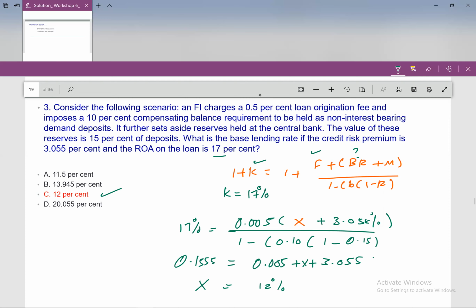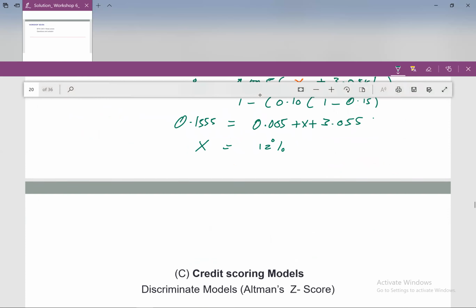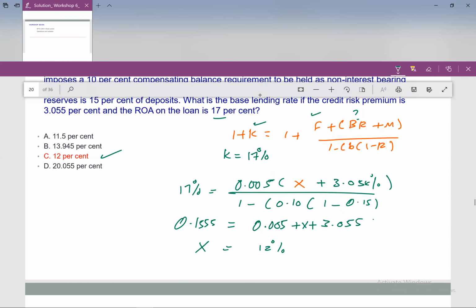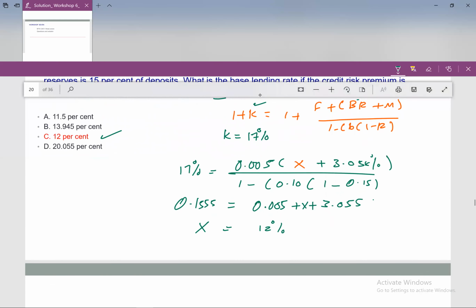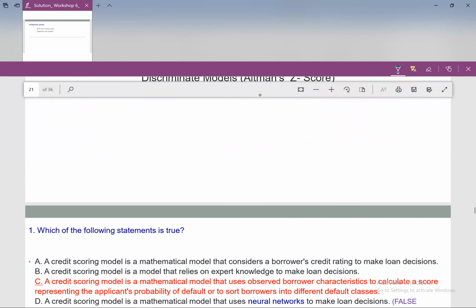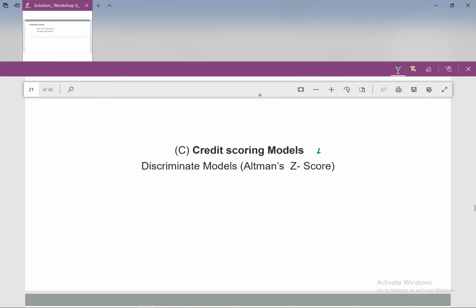Yeah. So if you calculate it, it will be like this. It's just an easy thing to do. But the reason I'm doing this is because sometimes there are some of those tricks. Okay. So let's go now to the credit scoring.